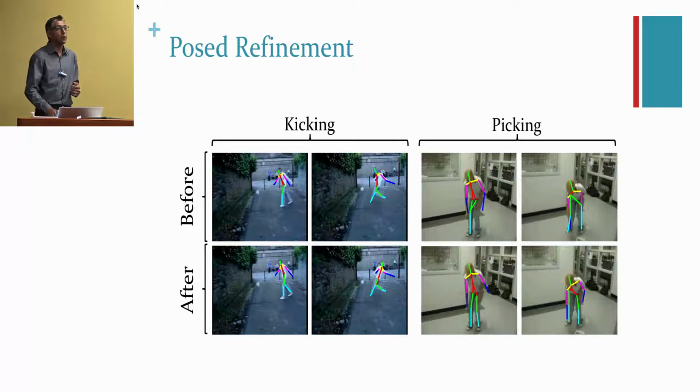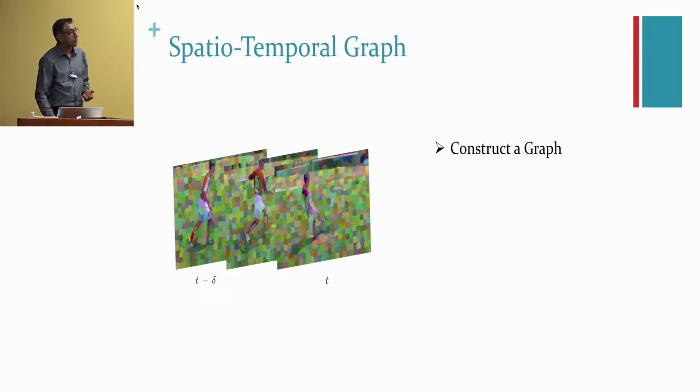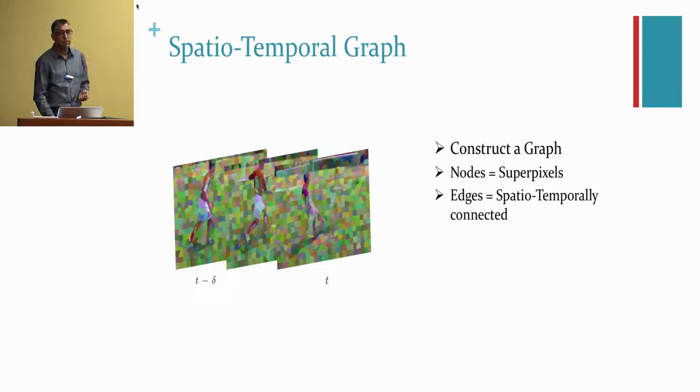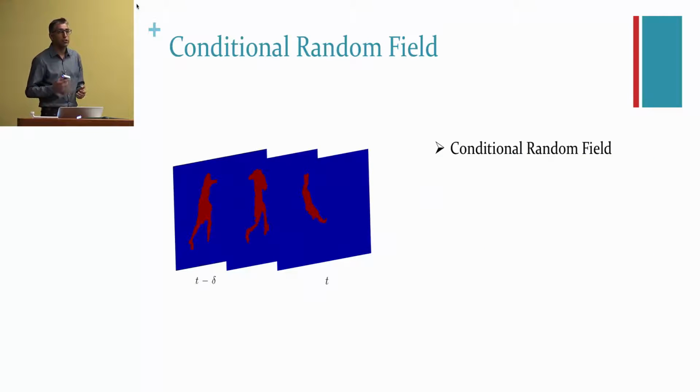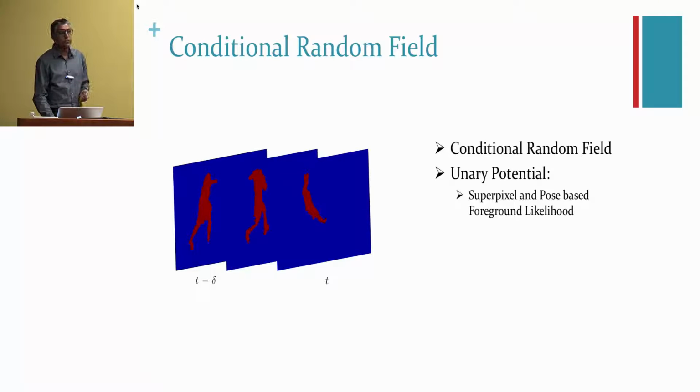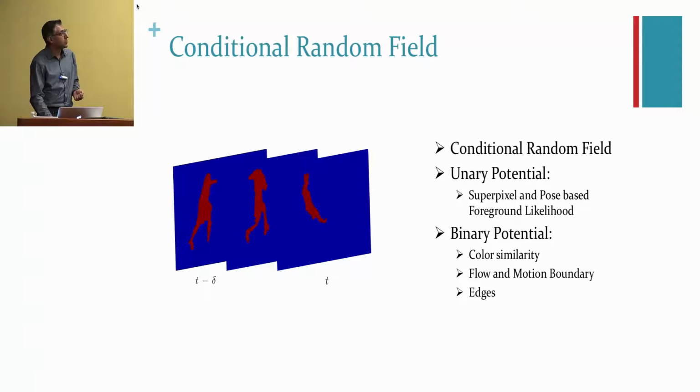Now, once we have the foreground likelihoods estimated from poses as well as superpixels, we construct a spatiotemporal graph in which nodes represent superpixels and edges are between spatiotemporal neighbors within the frame as well as across frames. Once we have this spatiotemporal graph, we apply a CRF, conditional random field, to get fine action contours such as shown over here. In this, our unary potential is given by superpixel and pose-based foreground likelihood, and the binary potential comes from similarity of color as well as motion between superpixels.